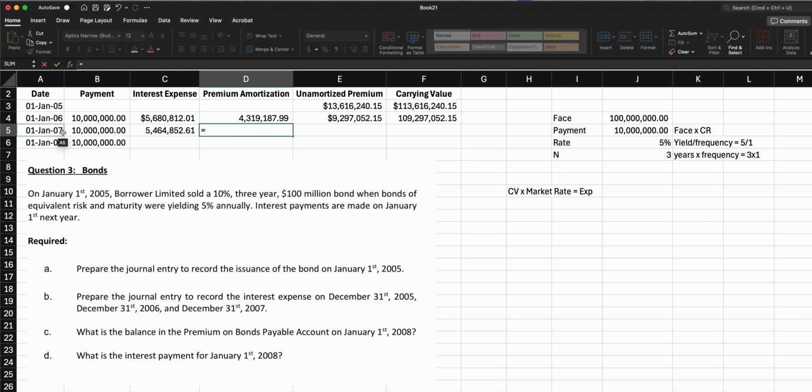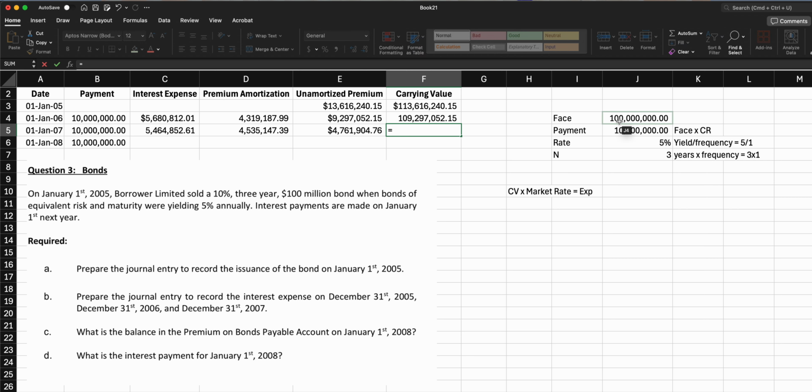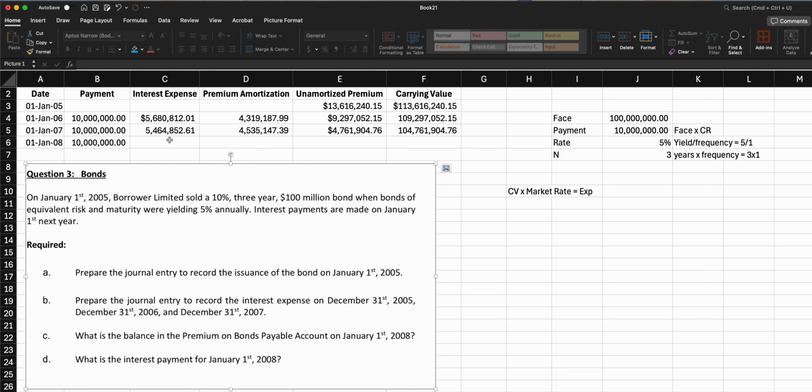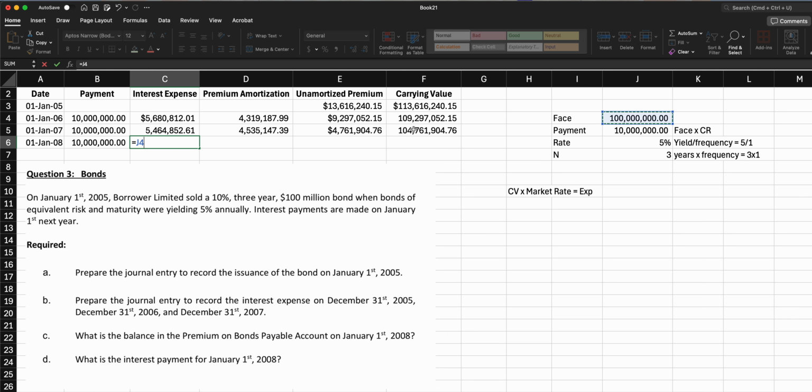Once more, the amortization is just the difference between the payment and the expense. And the unamortized premium, the remaining premium, is just this minus this. Now there's only 4 million left. You see, so now if I do face value plus the premium, the total is 104. We do it one more time. The interest expense here now will be carrying value times the rate.